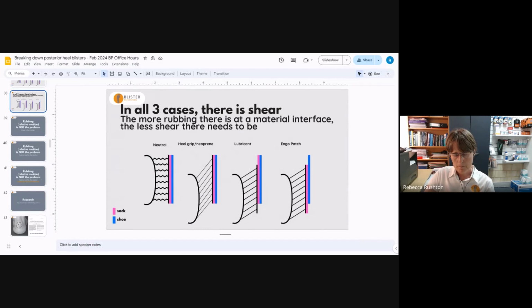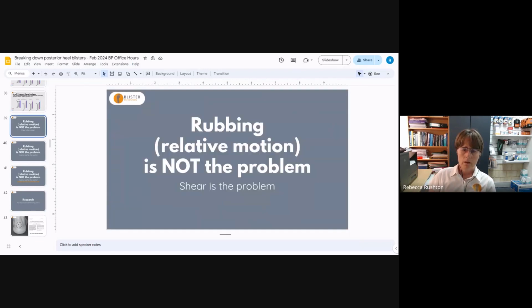Same thing with lubricant, but this time between the skin and the sock. So the skin is able to move relative to the sock very easily. And if we try and increase friction levels at any of these material interfaces at the posterior heel, like a heel grip or neoprene, then we're encouraging things to stay in stationary contact, and there will be a higher magnitude of shear deformation in the subcutaneous tissues between skin and bone. So rubbing or relative motion is not the problem. Shear is the problem of blisters, and rubbing is often the solution, as long as it's a low friction rub. So if it's a low friction rub, it's a blister prevention strategy. If it is a high friction rub between the skin and the sock, then we risk abrasive injury as well.